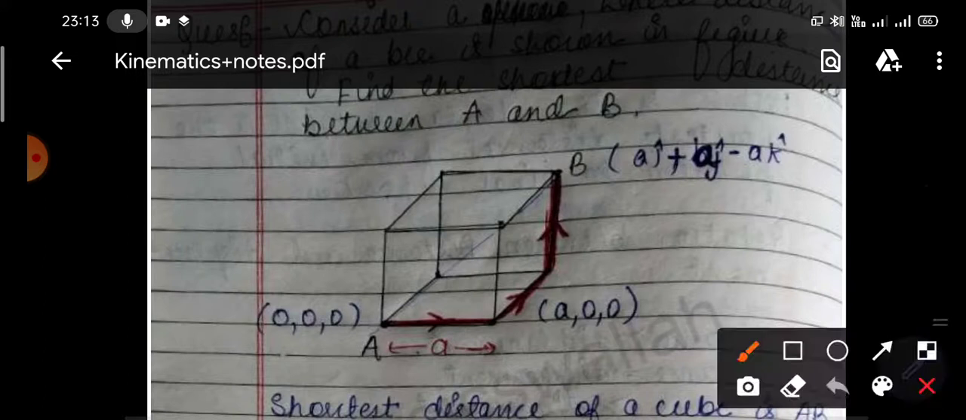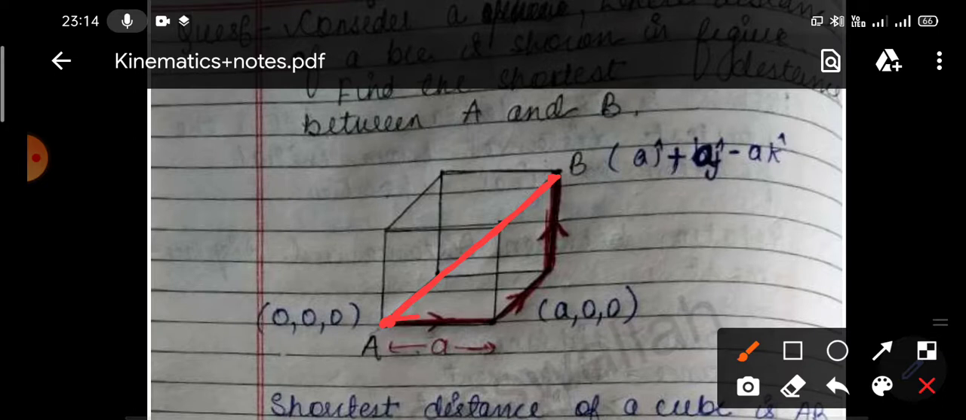Now this fly started from this position, from A. Then it covers a distance a in the X direction, then it covers again a distance in the negative Z direction, then it covers a distance a in the positive Y direction. Now we have to find the displacement. Clearly point A is our initial position and point B is our final position. So this diagonal length from A to B is our displacement.